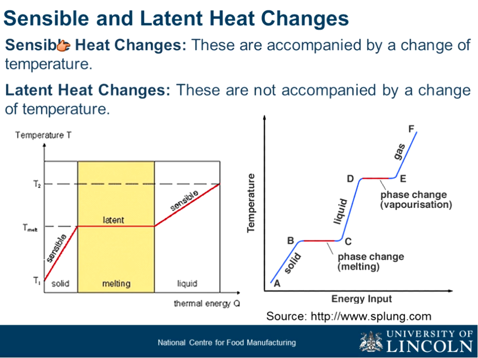Sensible heat changes are the ones where you will see a change in temperature. You could see from T1 to T melting, so you can see a change in temperature. But with latent heat, the temperature remains the same. You are actually supplying the heat, but the temperature remains the same. With sensible heat, again, you could see a change in temperature.